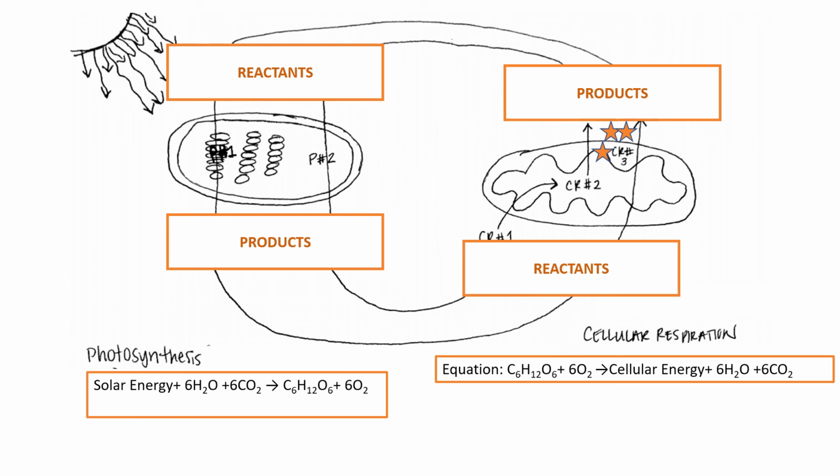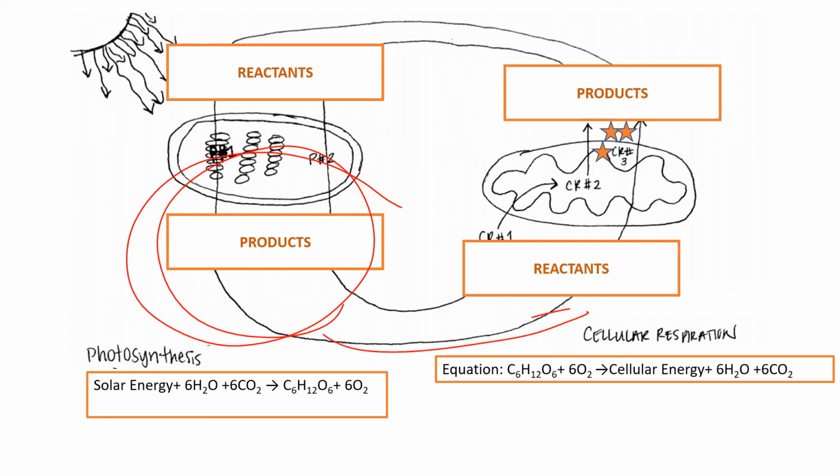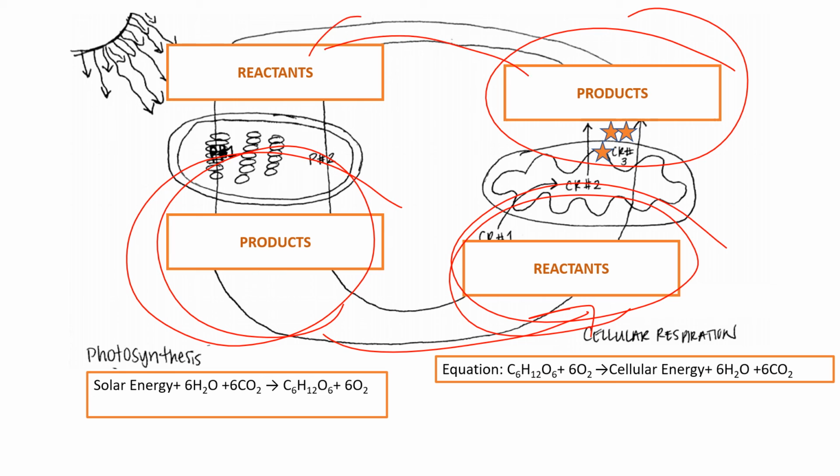As we finish our conversation about photosynthesis and cellular respiration, it's important to note that the products of one are always going to be the reactants of the other. This forms a cycle between the two processes. The only thing that does not go round and round in the cycle would be solar energy. So solar energy goes in, but it does not go round and round.